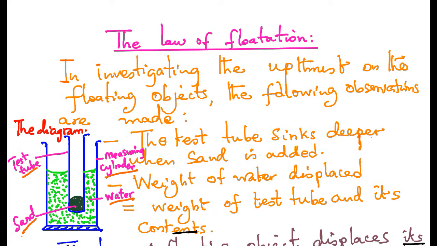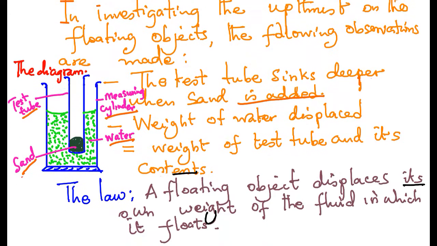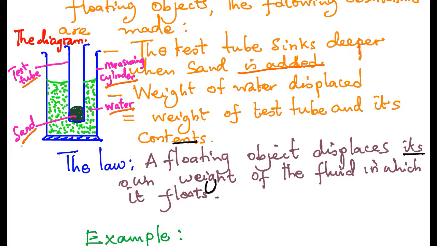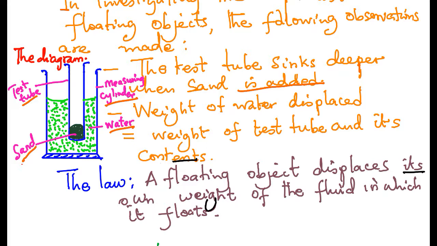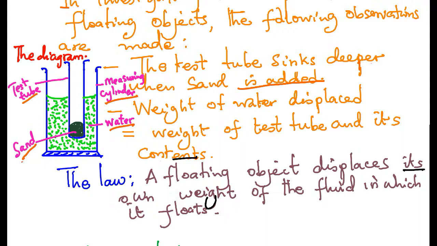The observation made in this case is that the test tube sinks deeper whenever sand is added. Furthermore, the weight of water displaced is equivalent to the weight of the test tube and its content whenever sand is added into the test tube. From these observations, we state the law of flotation, which says a floating object displaces its own weight of the fluid in which it floats.